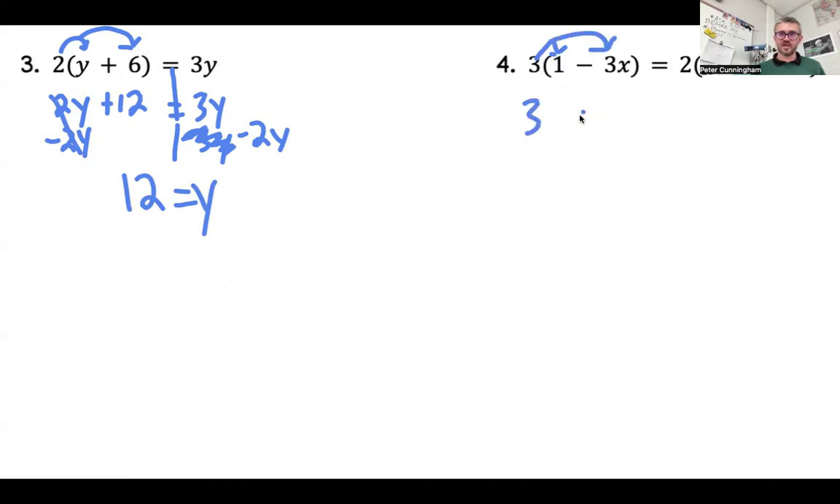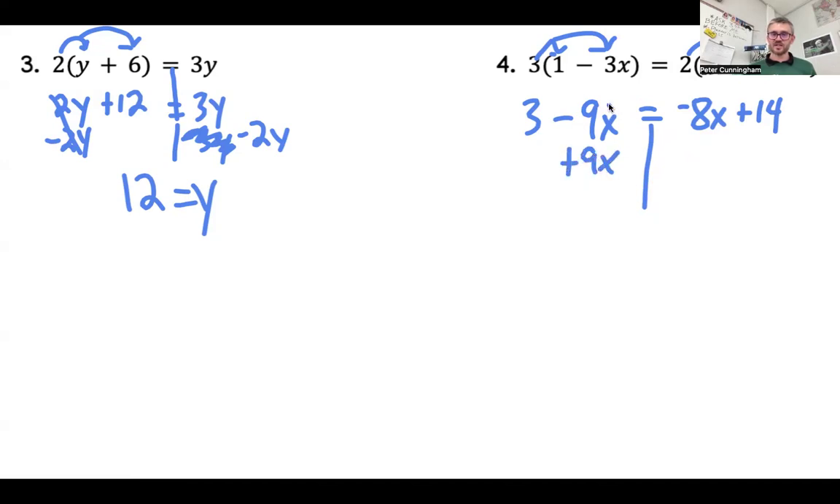3 times 1 is 3. 3 times negative 3x, negative 9x. Equals, again, distribute that 2, negative 8x. 2 times 7 is 14. It gets kind of funky with positives and negatives here. I would say adding 9x will make this easier because it gets rid of the x's on the left.